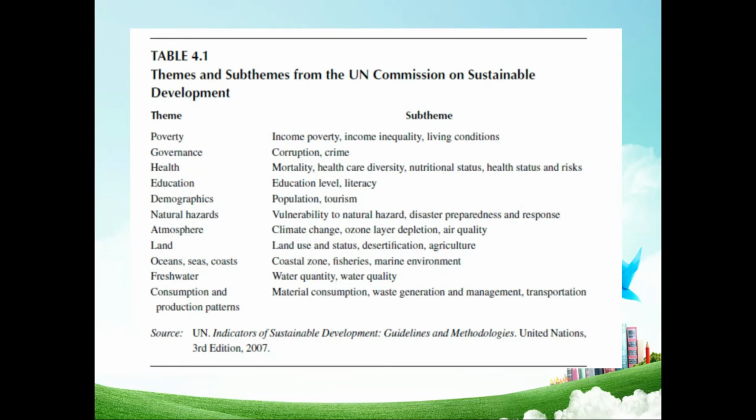So here, the themes are given. What are those sustainable development goals as per the United Nations Commission? The first theme is poverty, and here you can see income poverty and income inequality that is taking place, and the living conditions. What are those living conditions? It mainly depends upon the standard of living. You can see the low income group of people, middle income group of people, as well as the high income group of people also.